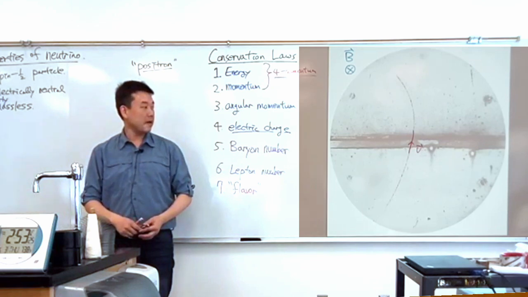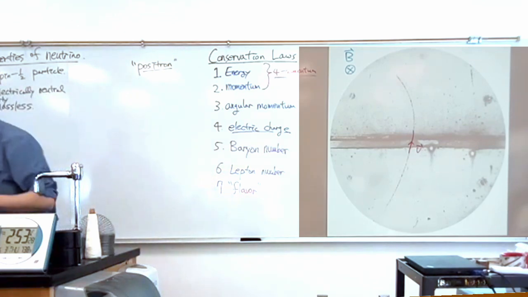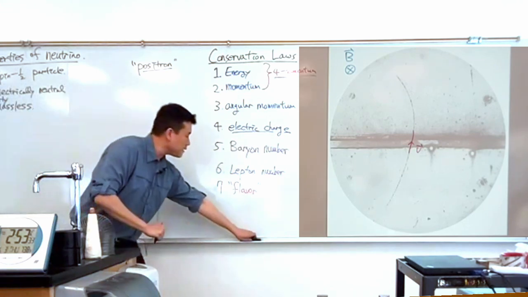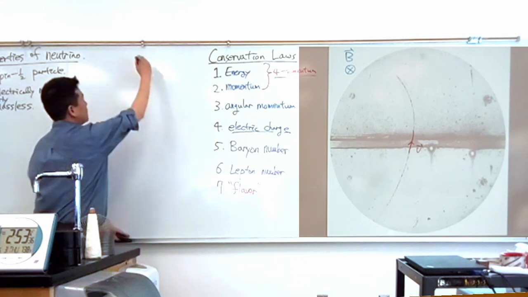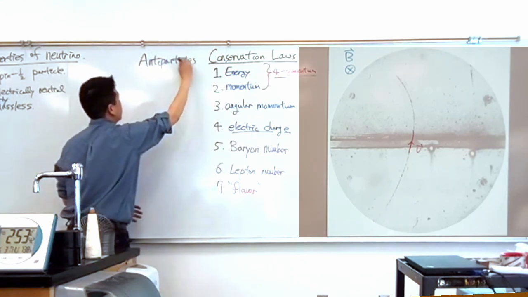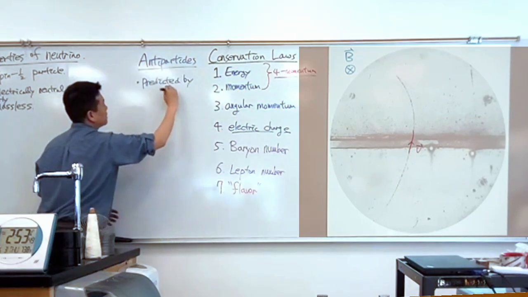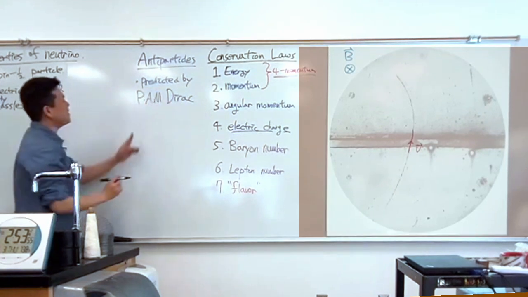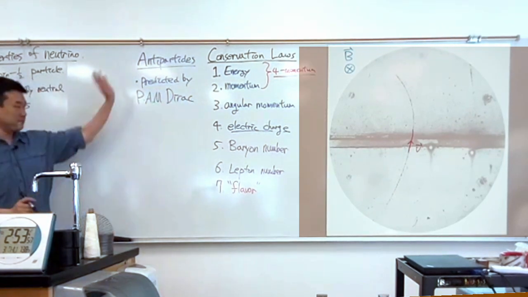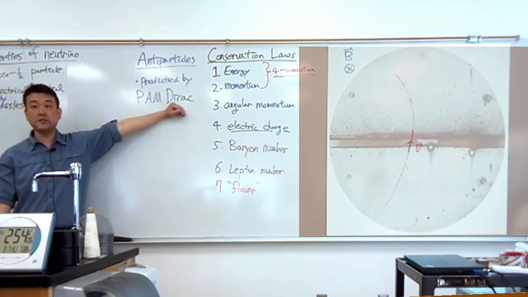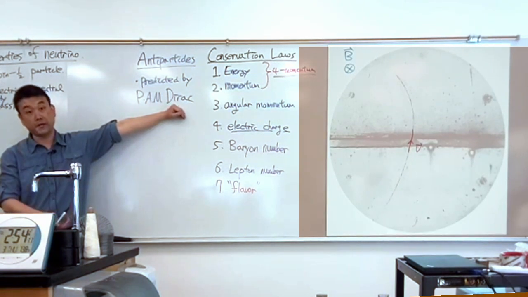And I guess I don't really have time to give you the full story, so I will just tell you the quick version of it. These antiparticles were predicted by Dirac. That's the name of the scientist, P.A.M. Dirac. I think the P stands for Paul, I'm not sure. He's credited with coming up with something called the Dirac equation. It's the relativistic quantum mechanical equation that applies for spin-1/2 particles.